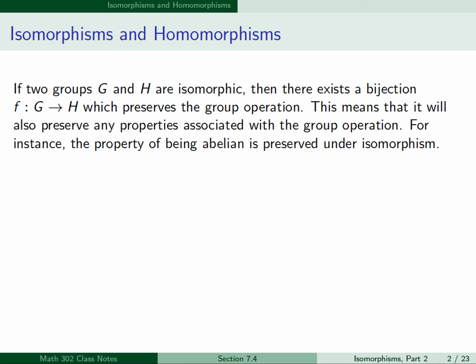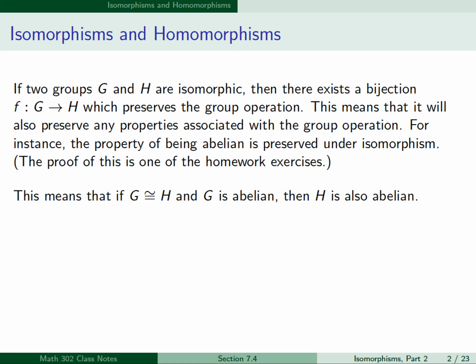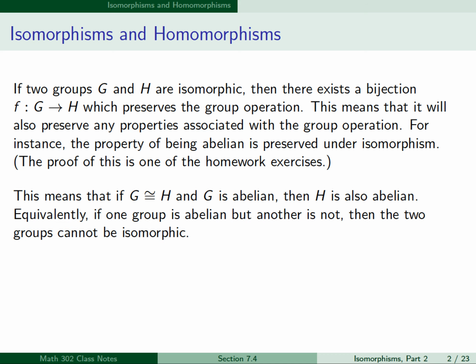For instance, the property of being abelian is preserved under isomorphism. The proof of this is going to be one of the homework exercises. This means that if G is isomorphic to H and G is abelian, then H is also abelian. Equivalently, if one group is abelian but another is not, then the two groups cannot be isomorphic.